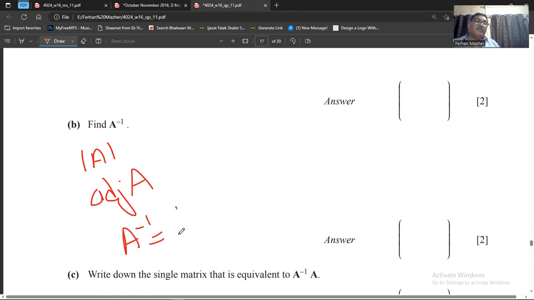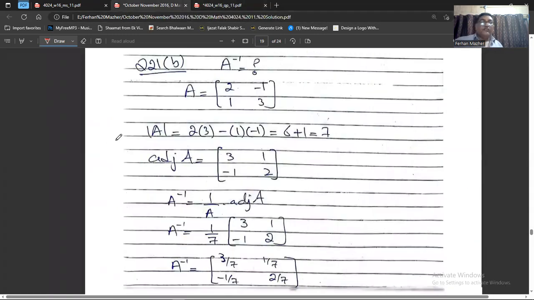The formula for the A inverse is 1 by the determinant of A, into the adjoint of A. This is the strategy of finding this. So let me show you. We have here matrix A is 2, minus 1, 1, 3. The determinant of A will be, you will multiply these two members along this diagonal and minus, I will multiply these two with each other. So you will have 2 into 3 minus 1 into minus 1. So it will be 6 plus 1, and that will be 7. So the determinant is 7.